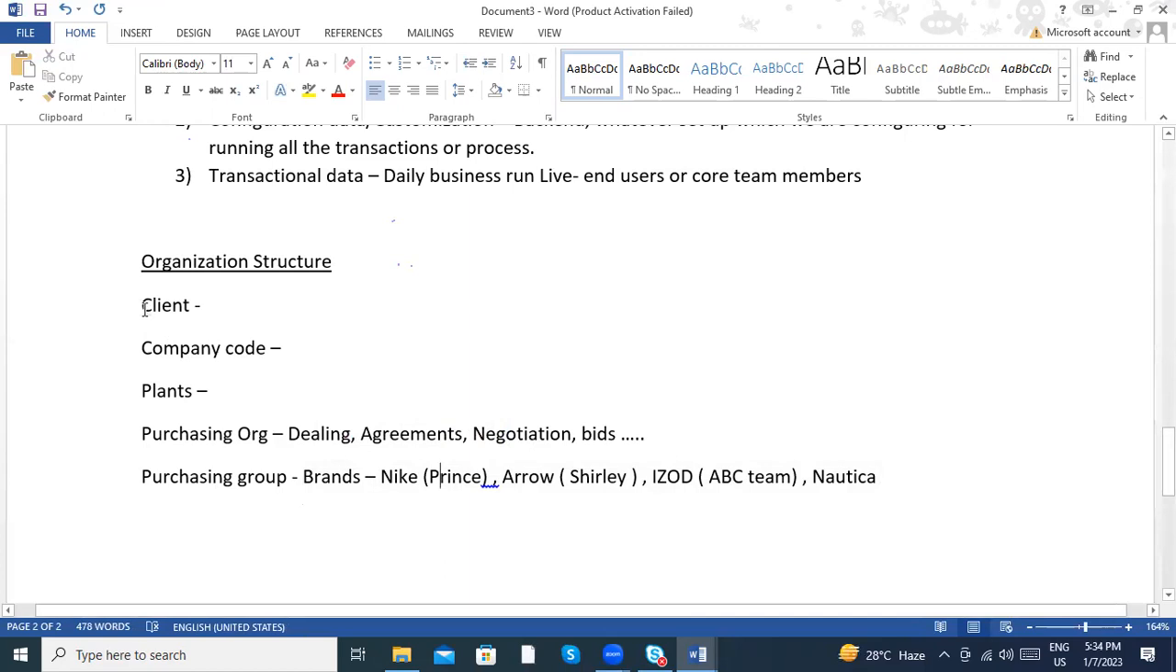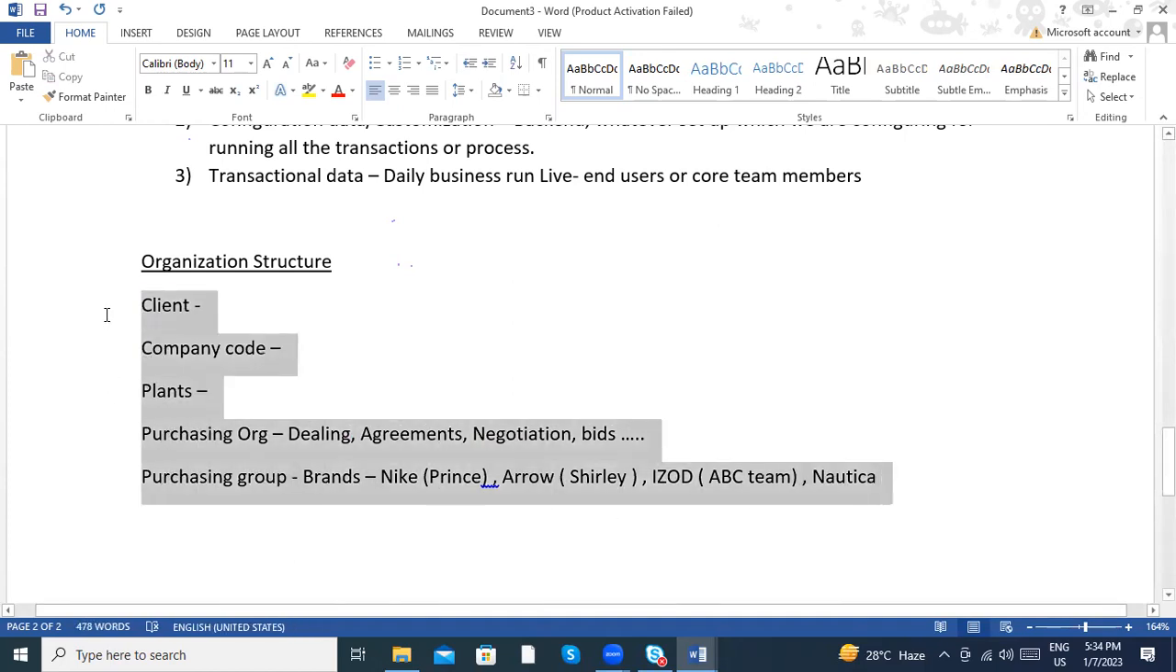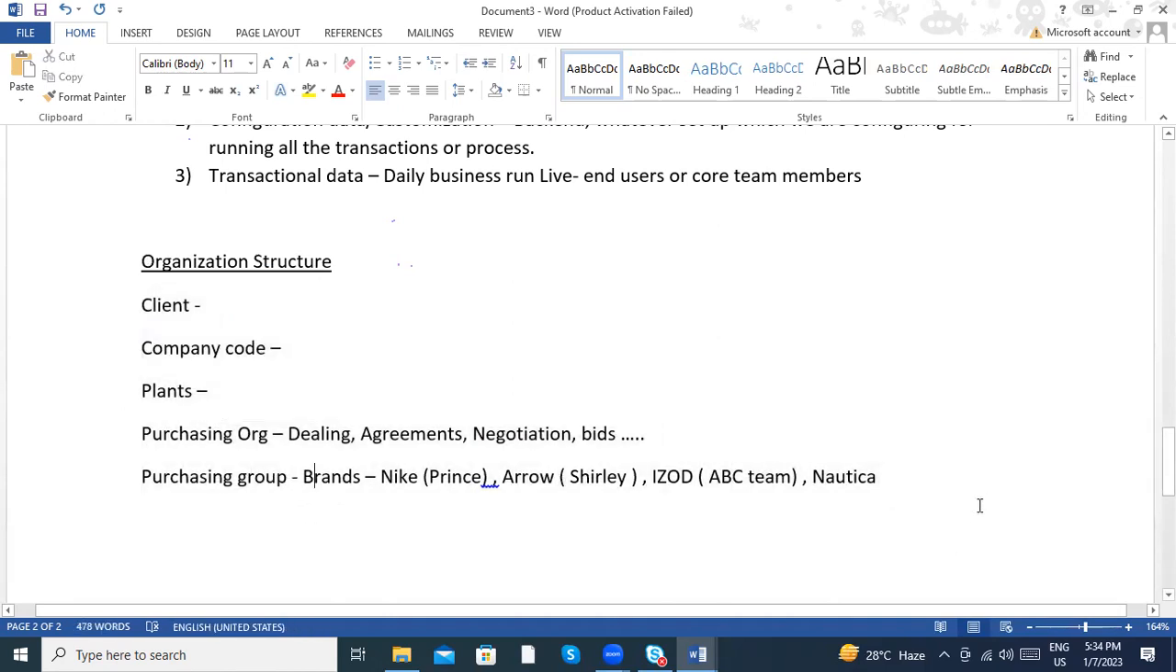So generally, if they ask about the MM organization structure, it is client, company code, plant, purchase organization, and purchase group. These are the four. Storage location will not come under the organization structure; we maintain it under the plant. Under the plant we have different locations: raw materials we keep in one storage location, packing materials in another. That will not come under the organization structure, which is the hierarchy levels of our structure.